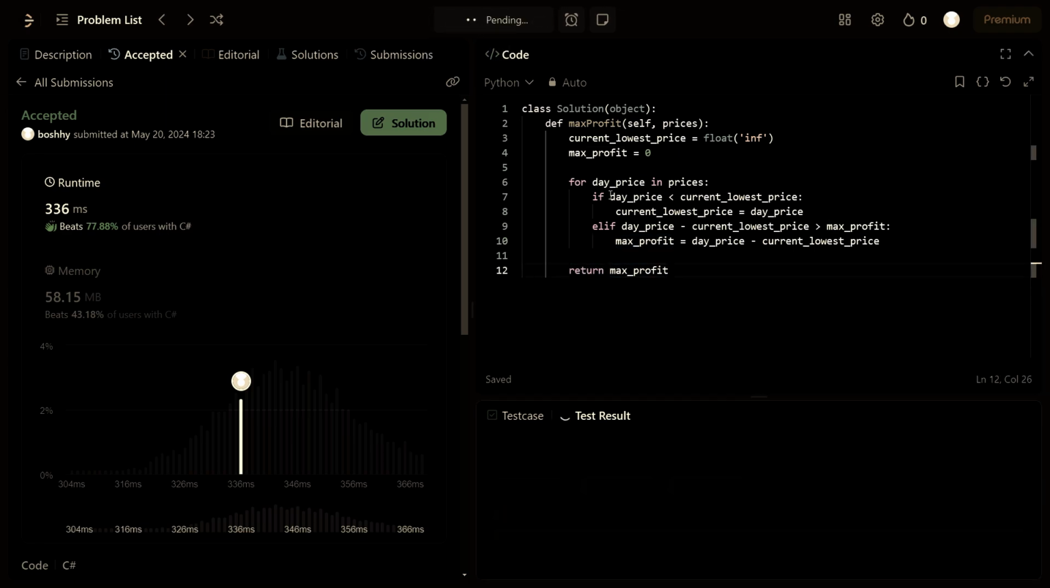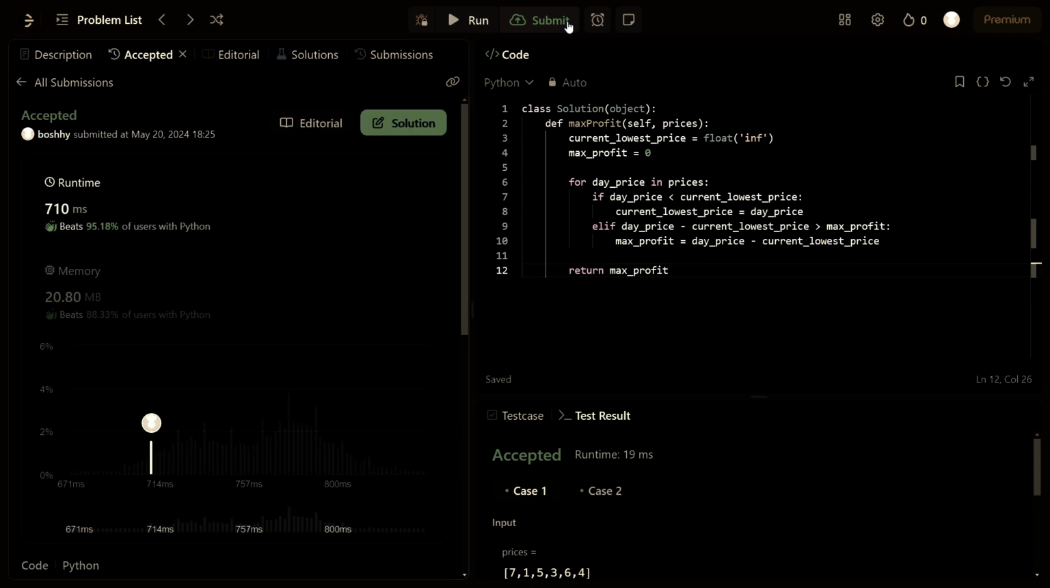So let's go ahead and run it, make sure we didn't make any errors. All right, and let's go ahead and submit. All right, and we pass all cases. And that's my explanation on when to buy and sell stock.